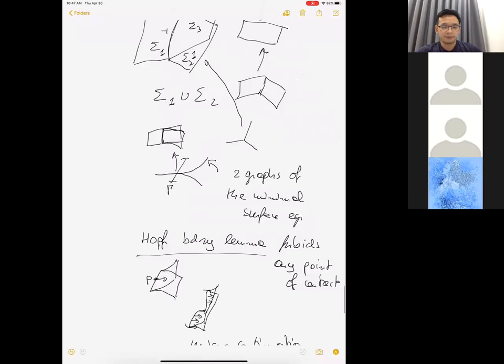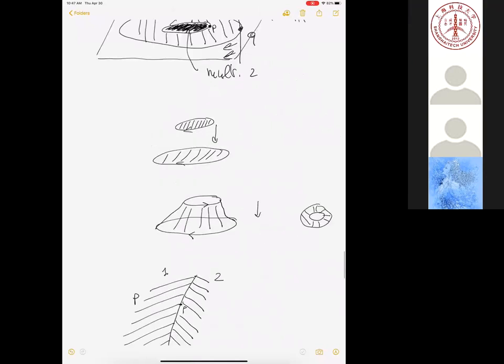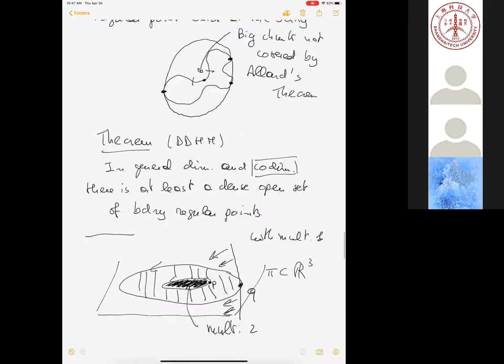Okay, and that actually explains why, this heuristic explains why in our theorem what we can say is that regular points form a dense open set. The reason is that singular points of those types cannot form an open set, so they have to be meager.